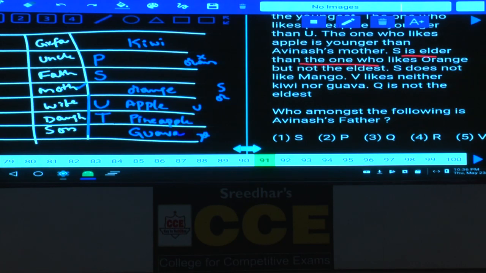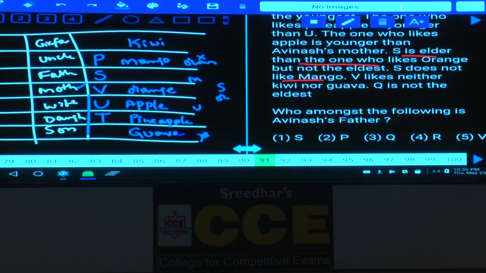S does not like mango. Mango cannot be here. As mango cannot be here, this uncle likes mango. And V likes neither kiwi nor guava, hence V cannot be grandfather, V cannot be the son, hence V must be orange.